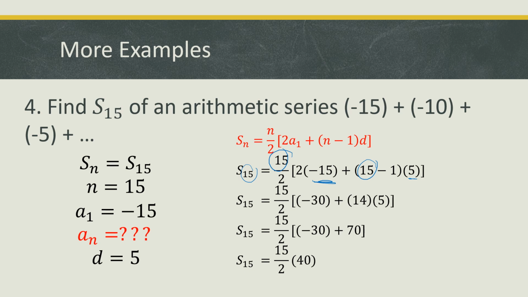So again, there are two ways. You can divide or you can multiply first. So I will choose divide. 40 divided by 2 will give us 20. Then 20 multiplied by 15 is 300. And there we have here a series of 15 terms, which is 300.